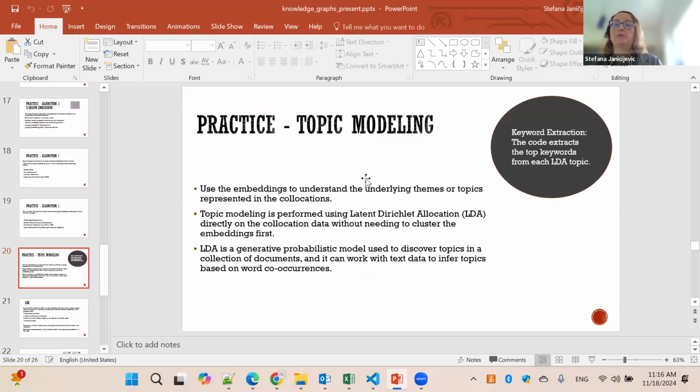Our algorithm helps in topic modeling. So it is, let's say, keyword extraction. The code extracts the top keywords from the LDA topic. So we also apply the LDA method, Latent Dirichlet Allocation. We are using embeddings to understand the underlying themes or topics represented in the collocations in part of speech. Topic modeling is performed using LDA, as I said, directly on the collocation data without needing to cluster the embeddings first. LDA is a generative probabilistic model, again a probabilistic model, used to discover topics in a collection of documents, and it can work with text data to infer topics based on word co-occurrences.